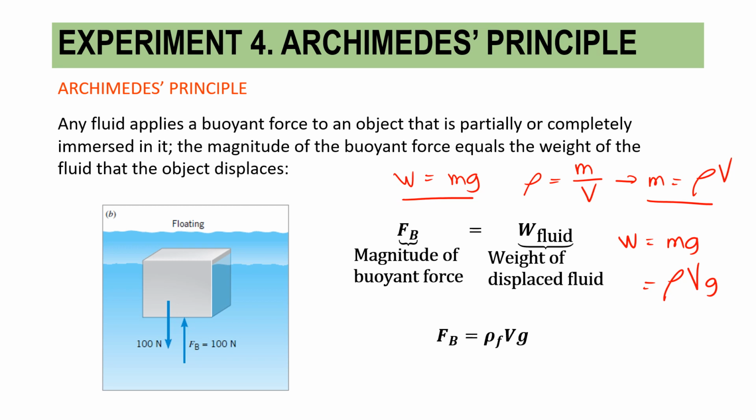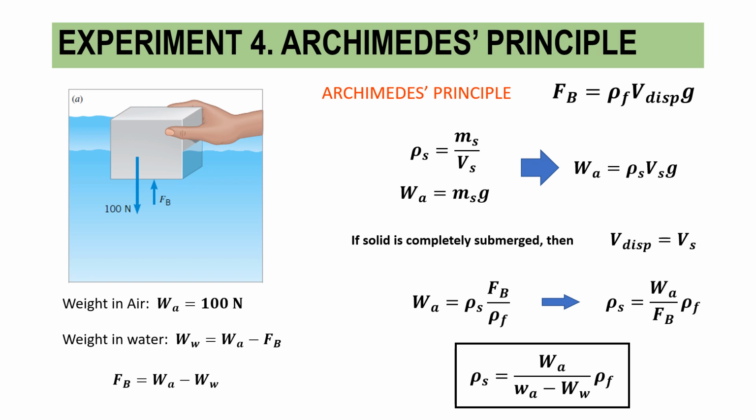Since W fluid, or the weight of the displaced fluid, is equal to the buoyant force, the final formula to compute the buoyant force is simply the density of the fluid multiplied by the volume displaced and multiplied by acceleration due to gravity. By getting the weight of the object in air and the weight of the object in water, we can compute the buoyant force. Buoyant force is equal to weight in air minus weight in water.